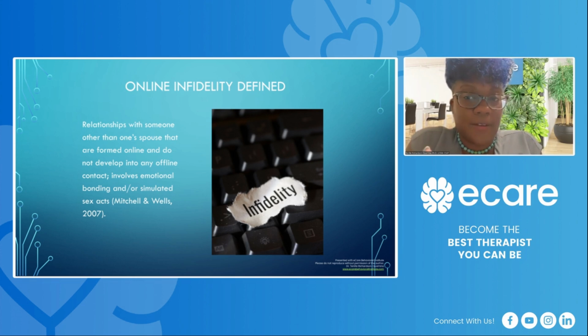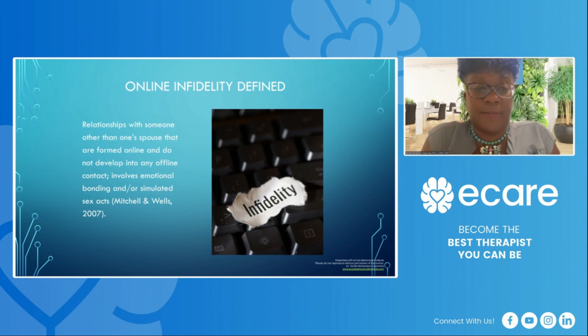Online infidelity defined. This was defined by Mitchell and Wells back in 2007. It says relationships with someone other than one's spouse that are formed online and do not develop into any offline contact. Once it goes offline, then it's considered infidelity, the type of infidelity that we're used to.